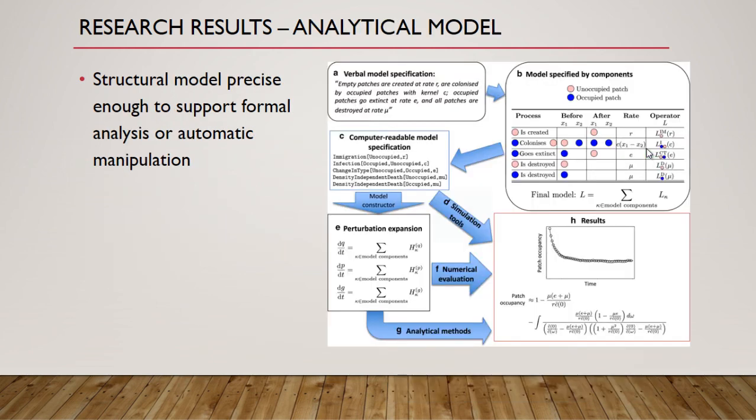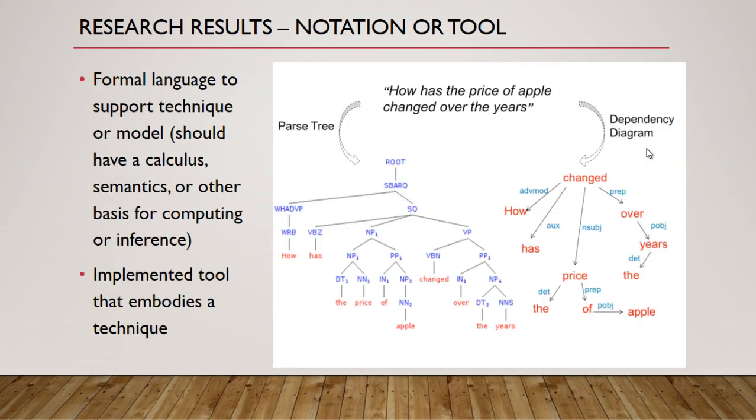Another type of research result is what we call an analytical model. This is a structural model precise enough to support formal analysis or automatic manipulation. In general, most analytical models are based on mathematics, with lots of statistical and mathematical formulation within them. Another form is what we call a notation or tool. This is also considered a result.